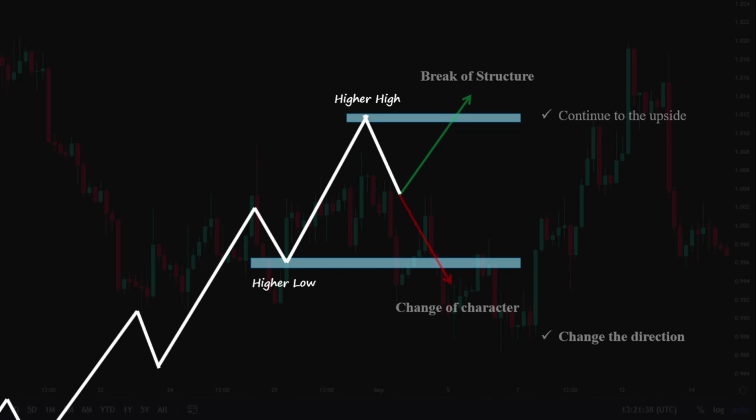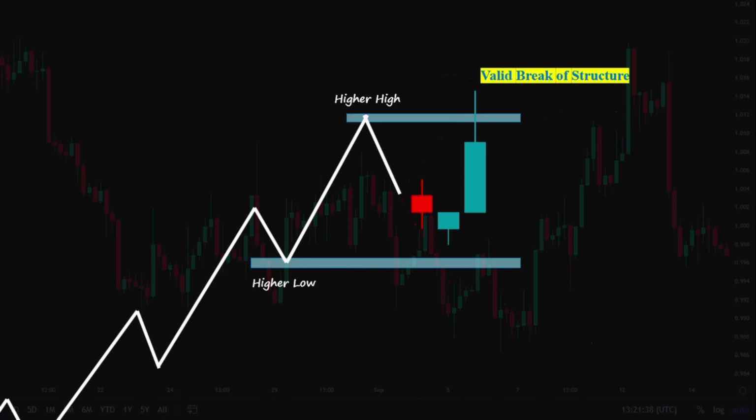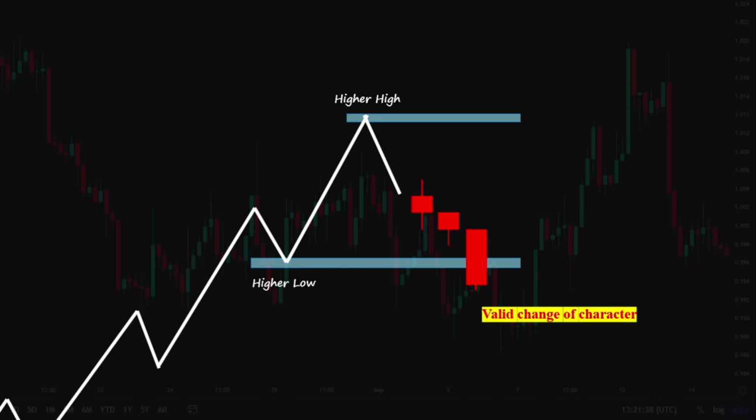The key point is that a break of structure is valid, even if a shadow breaks above the previous structure level. But for a change of character, we definitely need to break and close below the previous market structure level. So we have discussed what we needed from the smart money concept. Now let's take a quick look at the RSI indicator and its features.